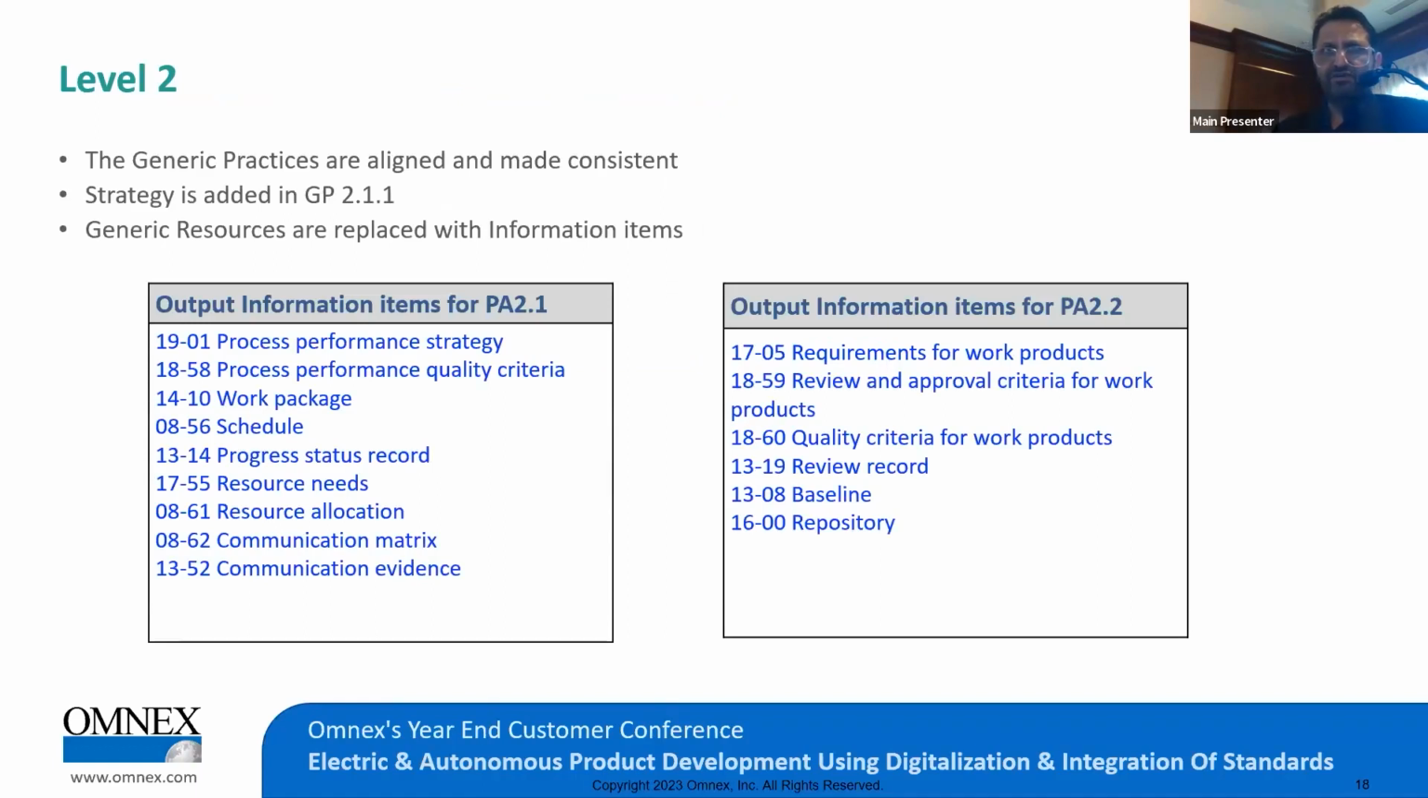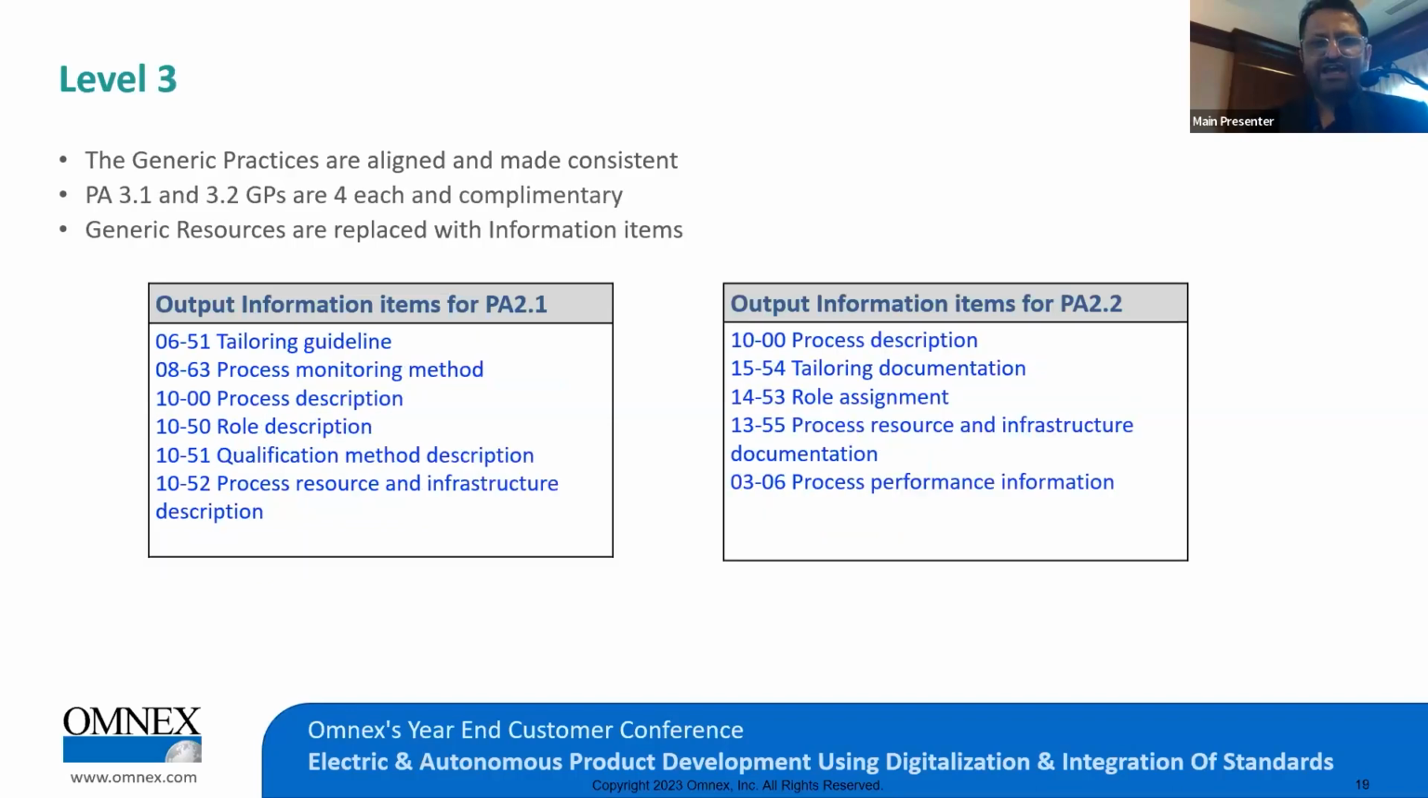Capability dimension in level 2, the generic practices, there have not been many changes. Basically now, instead of generic practices, in levels we see generic resources. So now we have a clear understanding of the output information items. And for level 3, again, the overall practices remain similar, only the number of GPs has been reduced, more clarity, one-to-one mapping between PA 3.1 and 3.2.